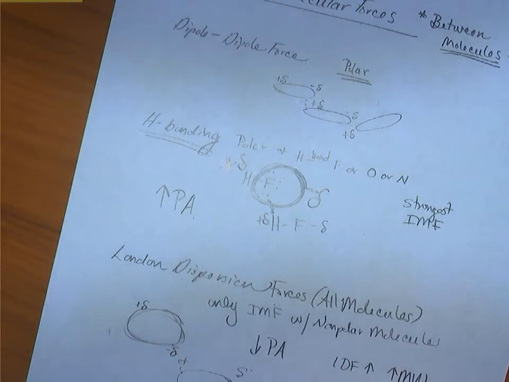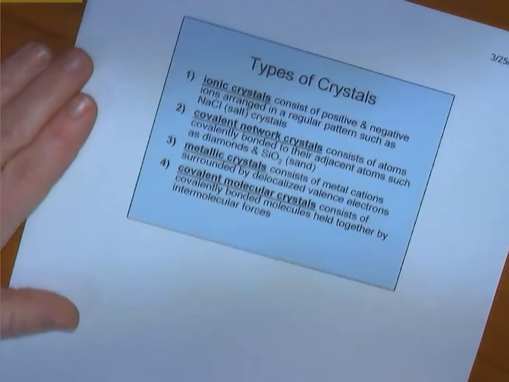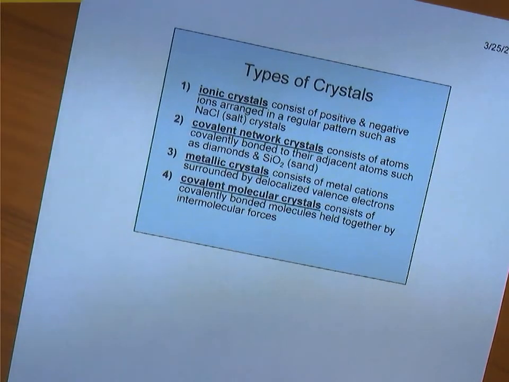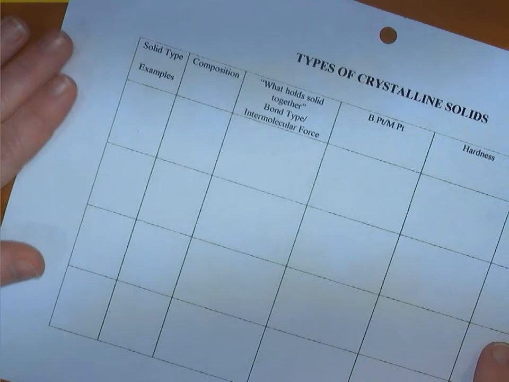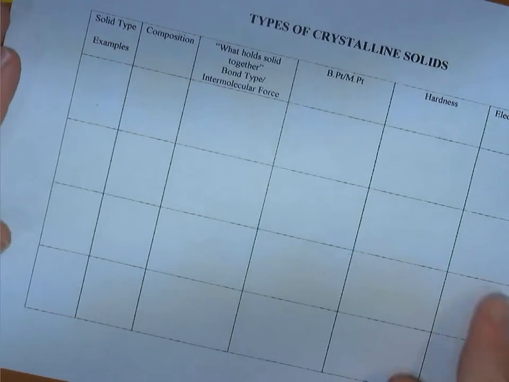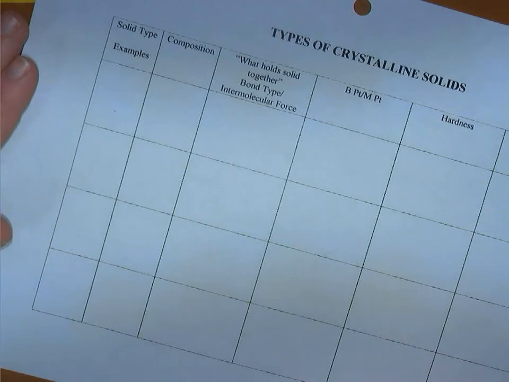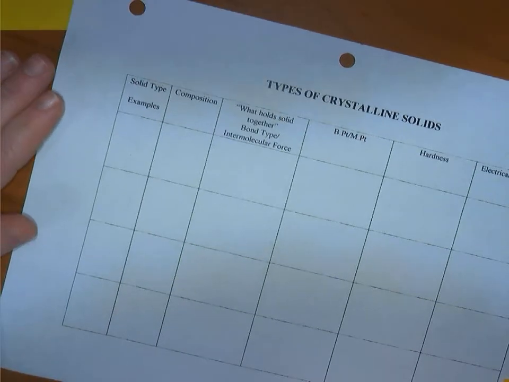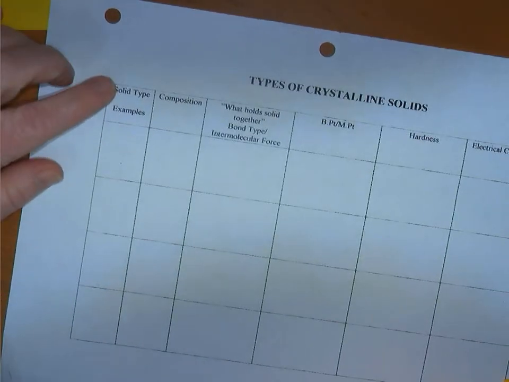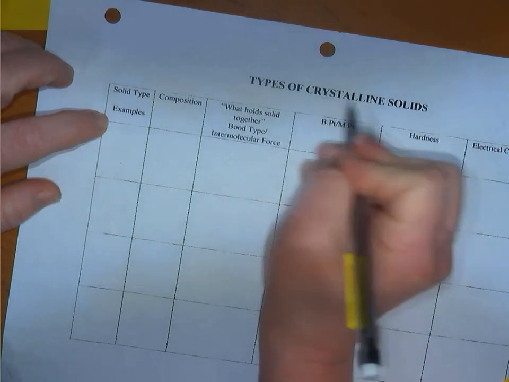Okay, to our types of crystalline solids. There are 4 types. The first thing you need to be able to do is classify based upon composition. So, what I'd like to do is to fill out part of this chart together. So, our types of crystalline solids.